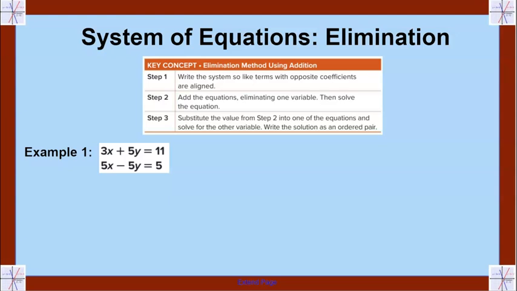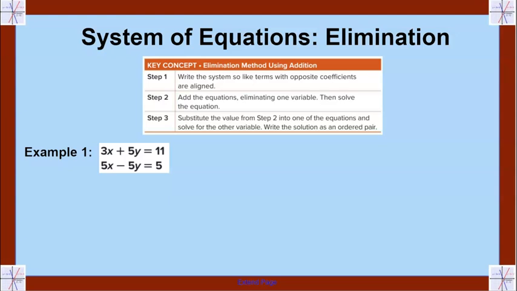Step 2, you're going to add the equations, eliminating one variable, and then solve for the remaining variable. And then step 3, you're going to substitute the value from step 2. So whatever we got for that one variable, we're going to put that answer in for that same variable in one of the 2 equations so we can solve for the other variable.